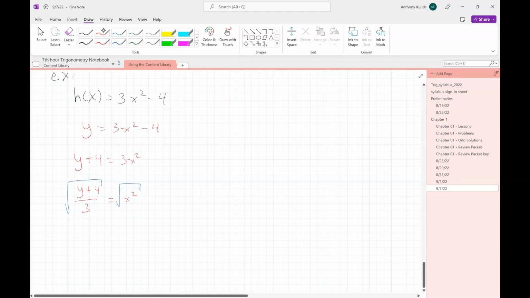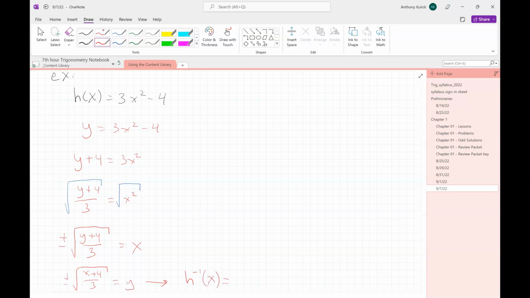When we square root both sides of an equation, what do we need to remember? Plus or minus. Awesome. Yeah, I love it. Paying attention. And guess what? The x is by itself. So we can just swap the x's and y's and rewrite this as, instead of y equals, h inverse.